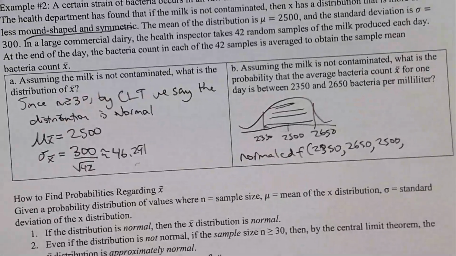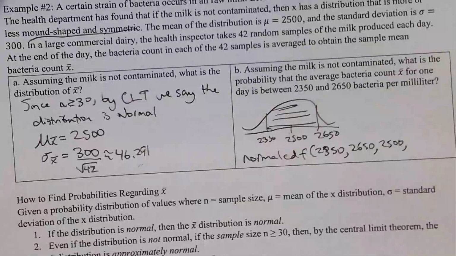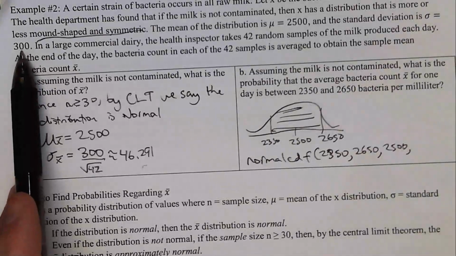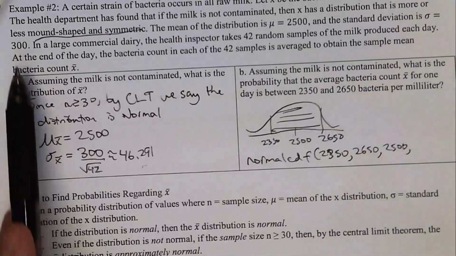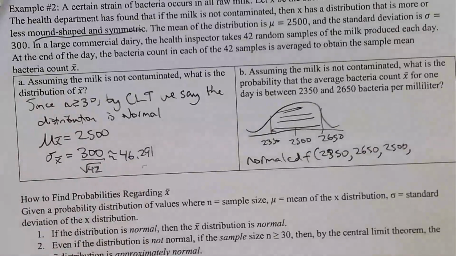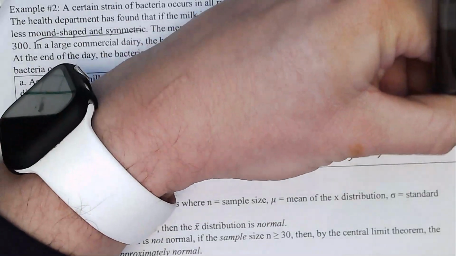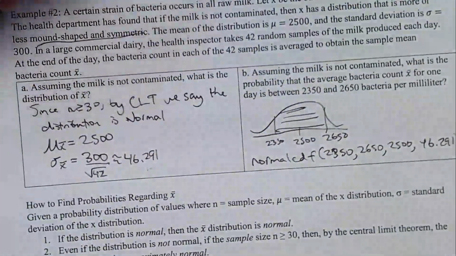Now, the key is, what is my standard deviation going to be? So what's the standard deviation for the sampling distribution here? This is what's different than yesterday. If we're doing one at a time, it'd be 300. But for the sampling distribution, we'll use this standard deviation. That's the only difference, really.